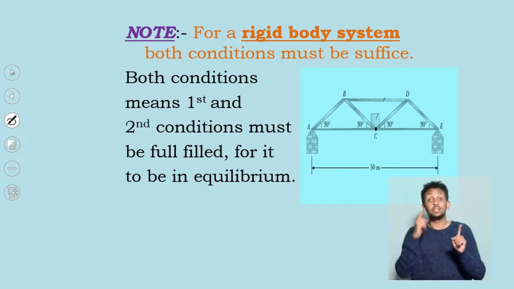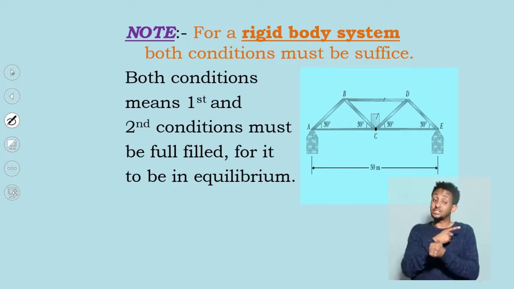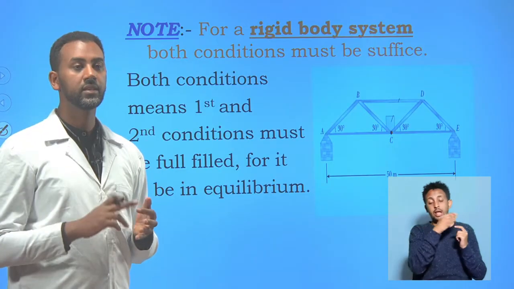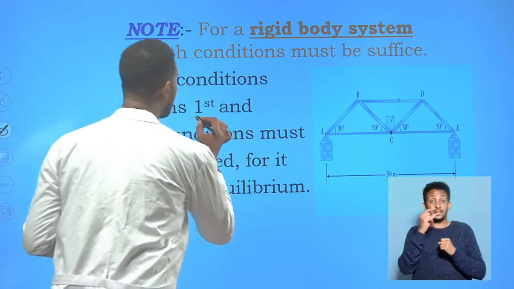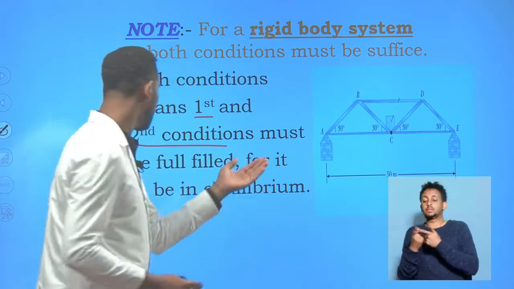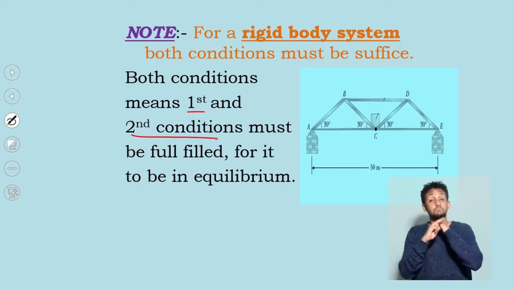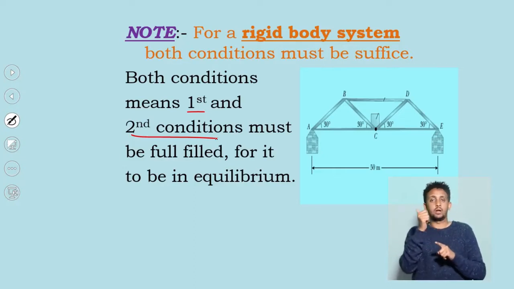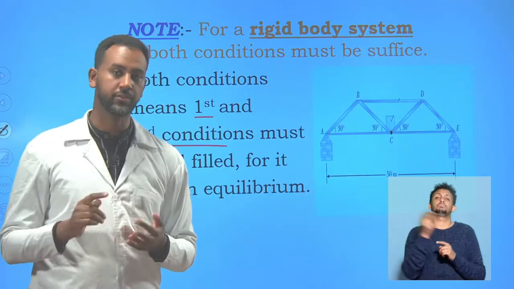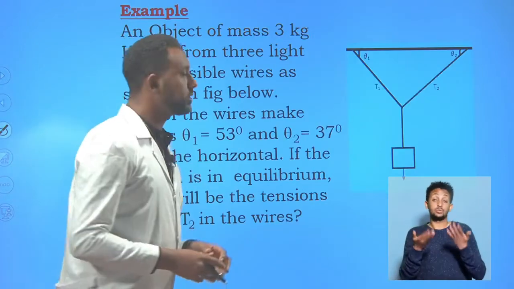But for a rigid body system, both conditions must be fulfilled. That means the first condition of equilibrium, the translational condition, and the second condition, the rotational condition, must both be fulfilled for it to be in equilibrium. In this case, we have a bridge. A bridge is a rigid body system. You might have a bar; a bar is a rigid body system. So on these objects, you have to apply both the first condition and the second condition. So these are the theories.